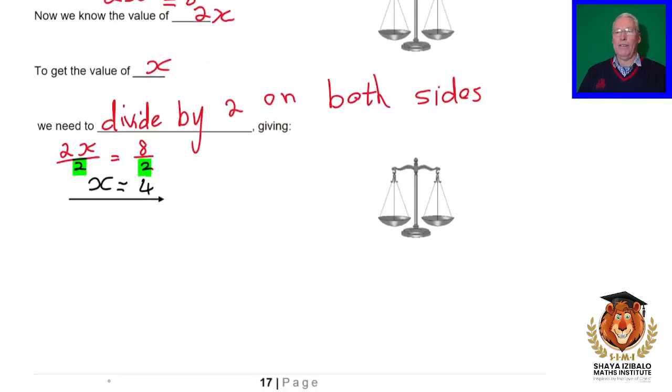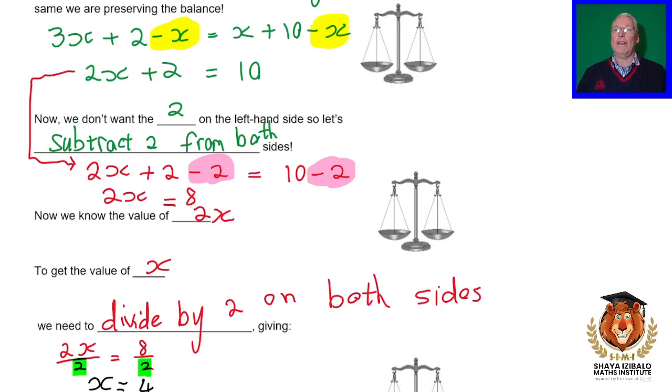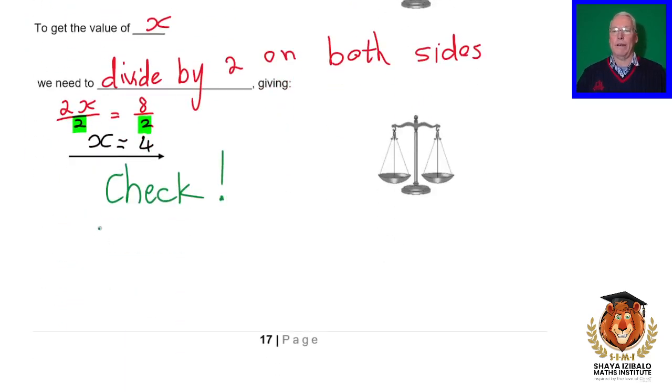Now, I'm going to check that answer. Let's do a check. It's always nice to check. Let's go right back to the original question. The original question was 3x plus 2 equals x plus 10.